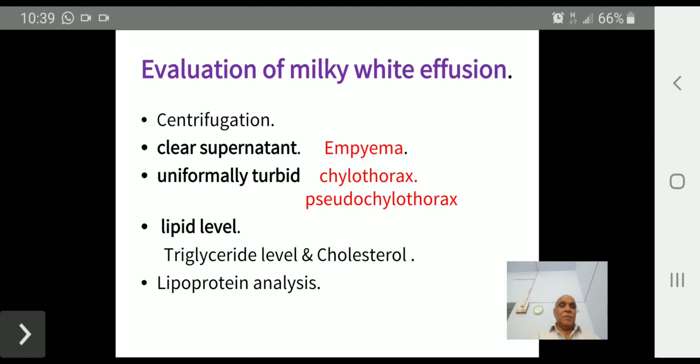After centrifugation, the fluid is divided into two parts. The upper part is clear and some debris settles at the bottom. It is suggestive of empyema. If there is no clearance or it remains uniformly turbid, the chances are chylothorax and pseudochylothorax. Chylothorax and pseudochylothorax we should differentiate by the lipid level, triglyceride level and cholesterol level, and lipoprotein analysis.